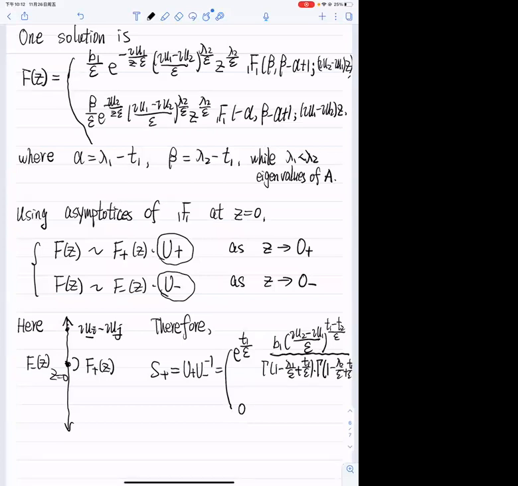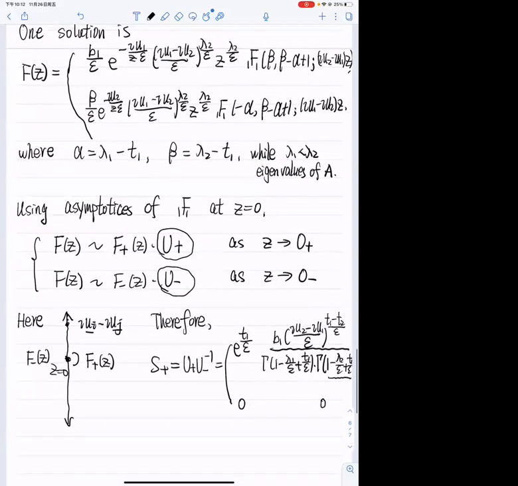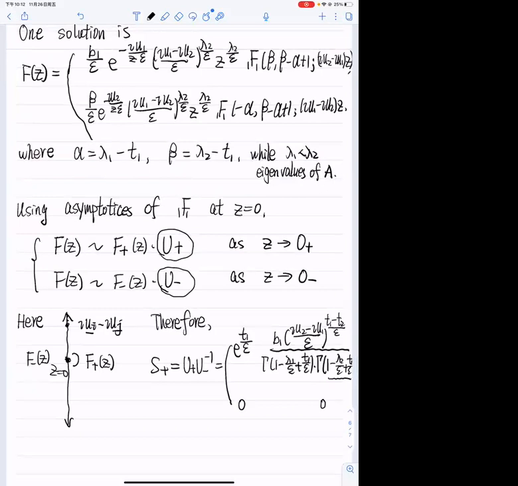Okay, sorry, I don't know if you can see this. This is lambda 2 over epsilon plus T1 over epsilon. Yeah, so basically here I computed the Stokes matrix in an explicit way. So this is a 2x2 example. This example was at least due to Jimbo, Miwa, and Ueno in 1978.